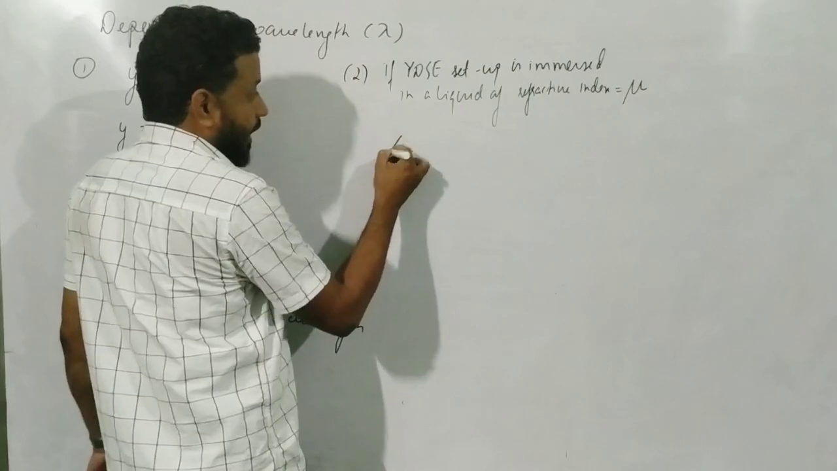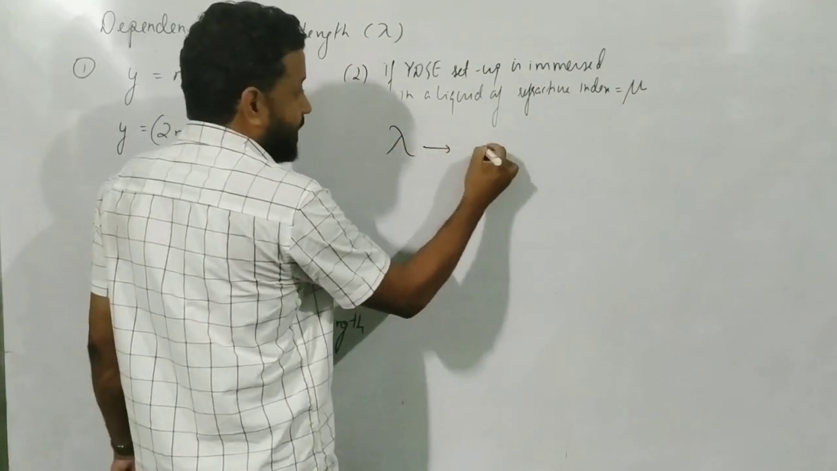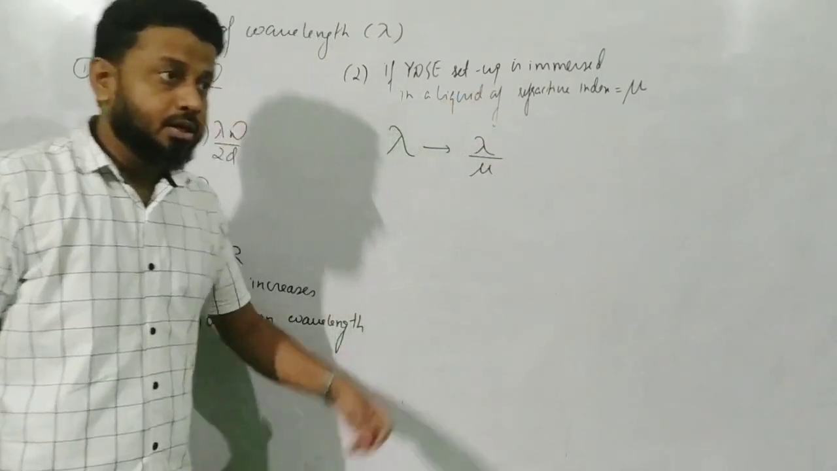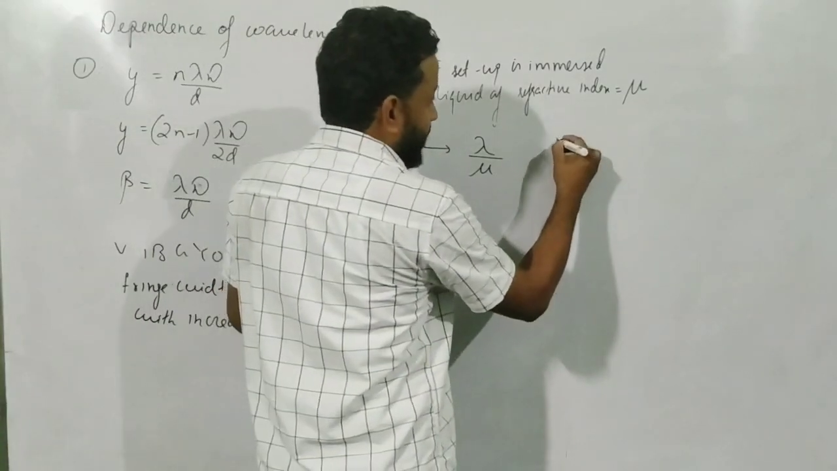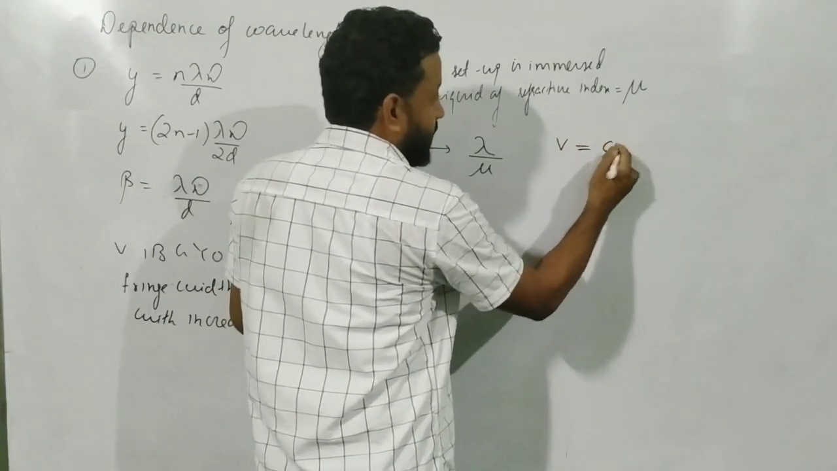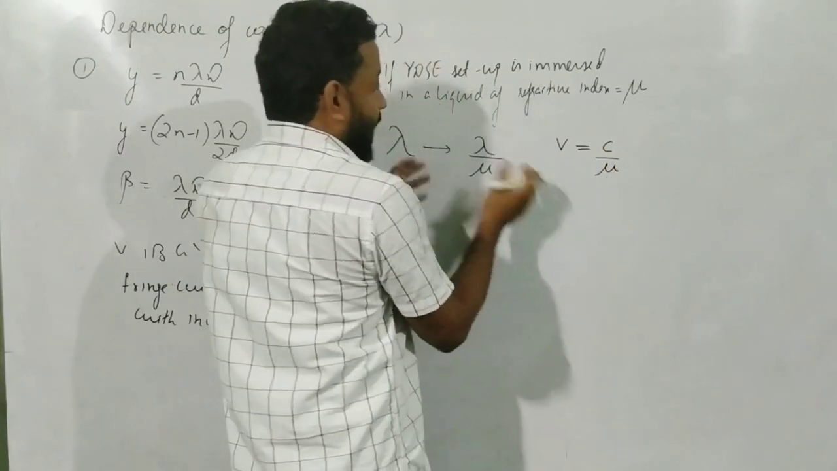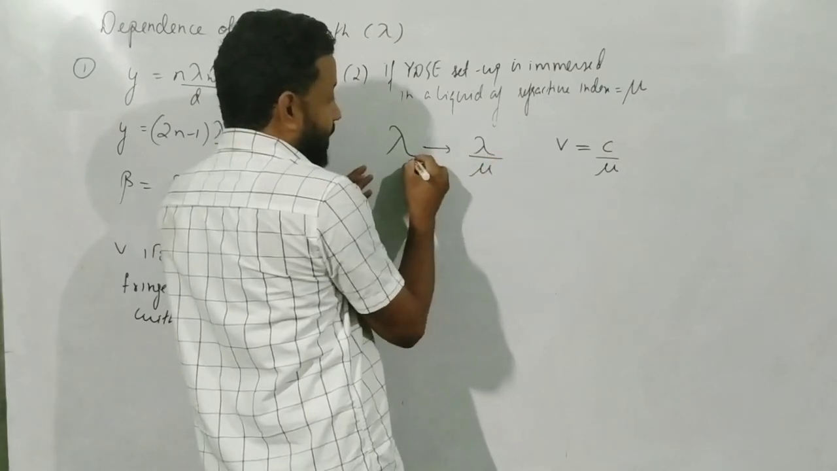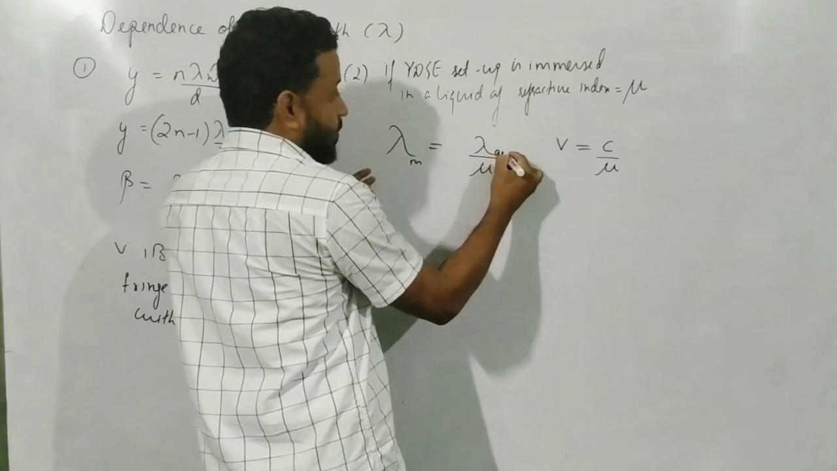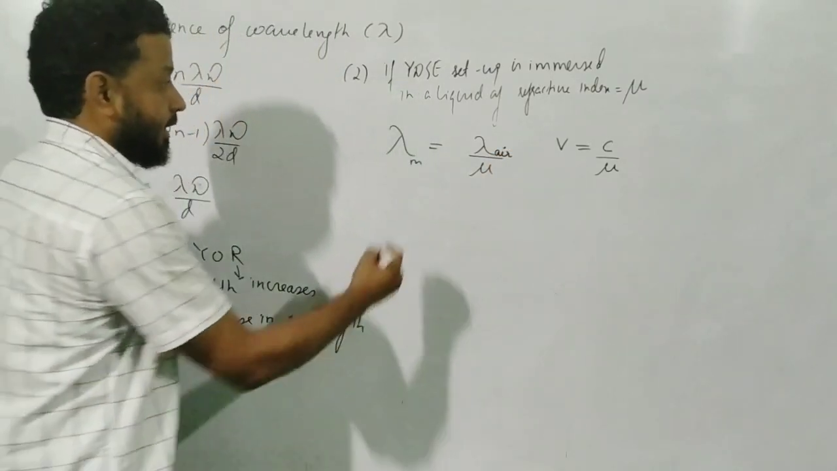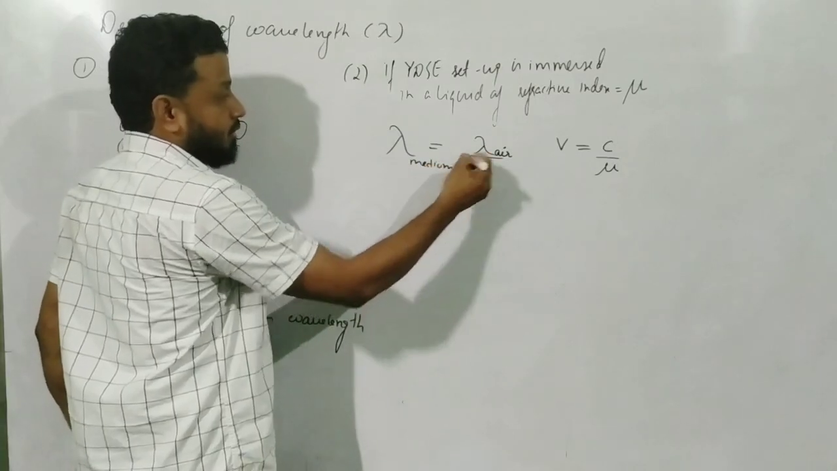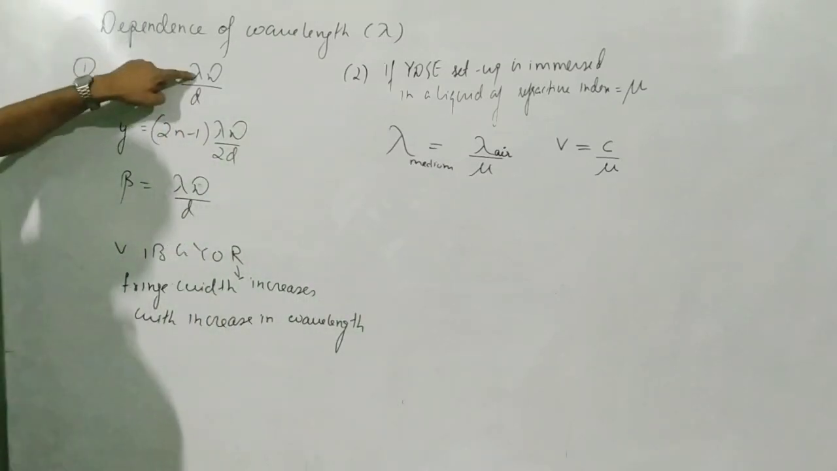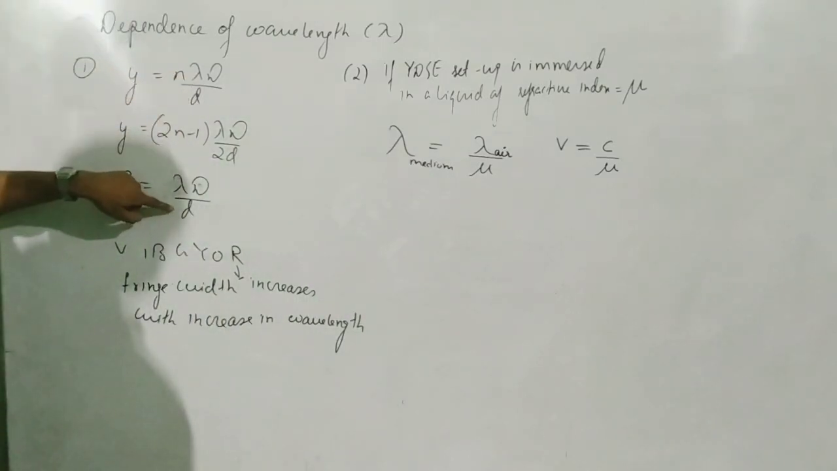This is the first thing that happens. All formulas which have lambda will have lambda replaced by lambda by mu. If you remember, this is another formula which we learned in class 10. Velocity in a medium is equal to velocity in space divided by refractive index. And lambda in any medium is equal to lambda in air divided by refractive index. So wherever you have lambda, a mu will appear in the denominator.